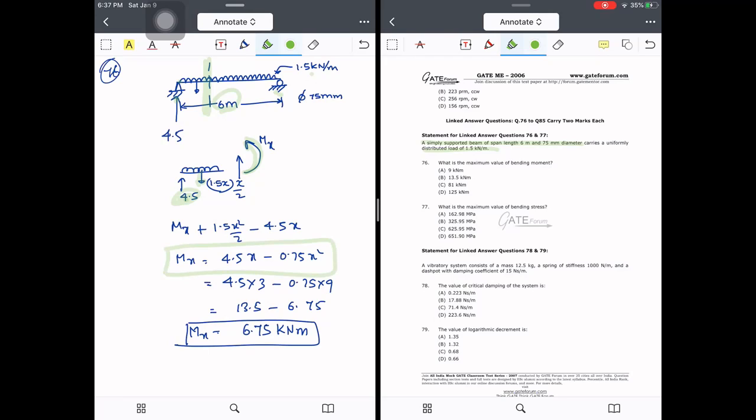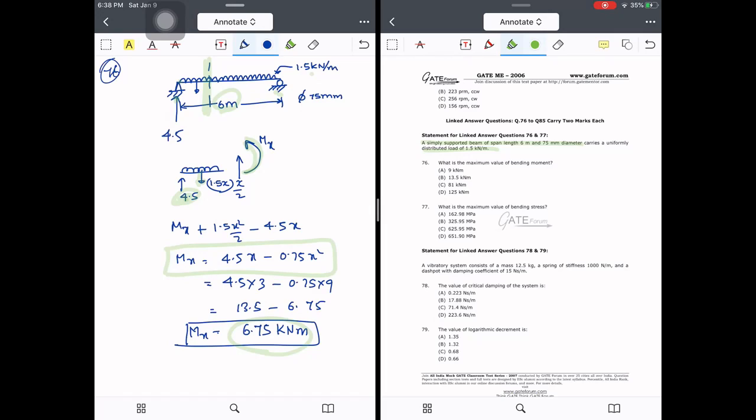So we will find the moment at any cross section mx, with the resultant of the small weight acting and the bending moment because of the support. This is the bending moment equation that you will find here. Now what is the maximum bending moment? You will find it at the center, when you put x equal to 3. You will get 6.75 kilonewton meter. The formula is WL square by 8. If you put it, you will get the same answer.